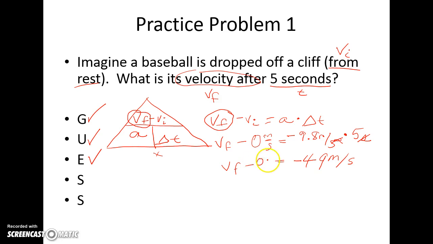Okay, but here's my deal. It's 0 this time, so I really don't have to do the algebra, but often it's not 0. So we're going to do it as if this were a number I had to get rid of. In order to get VF alone, I'm going to add 0 meters per second to both sides. So now I have VF equals negative 49 meters per second.